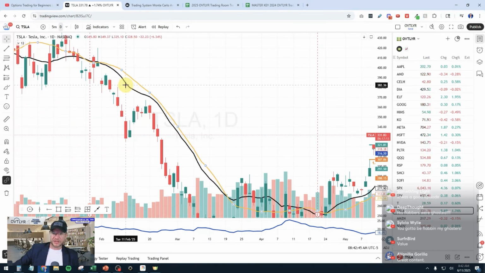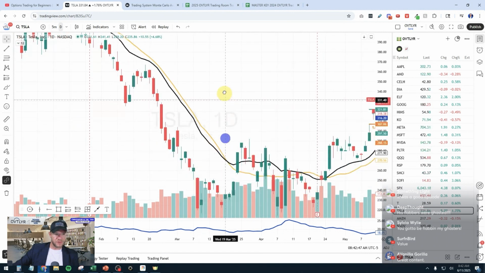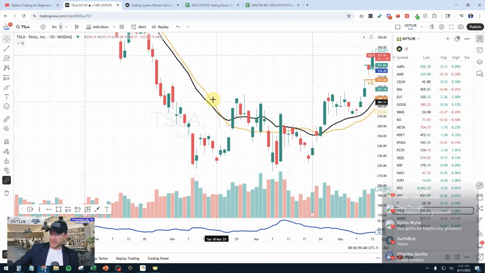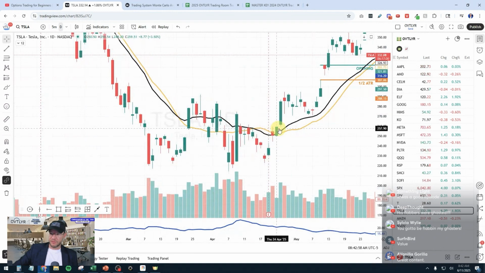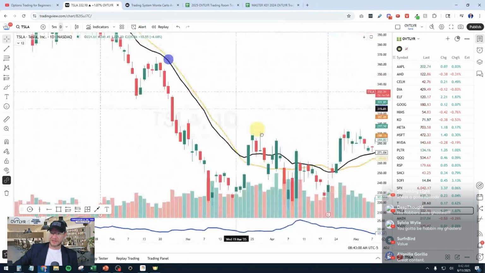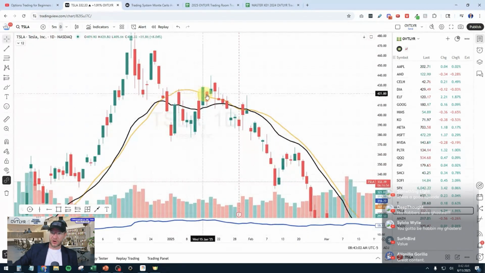So the EMA is the black line. The SMA is the orange line right there. You can see they measure the exact same thing as far as dates, 20 periods of average values. But one of them is moving faster than the other. And it's because it puts more emphasis on the current values, right?